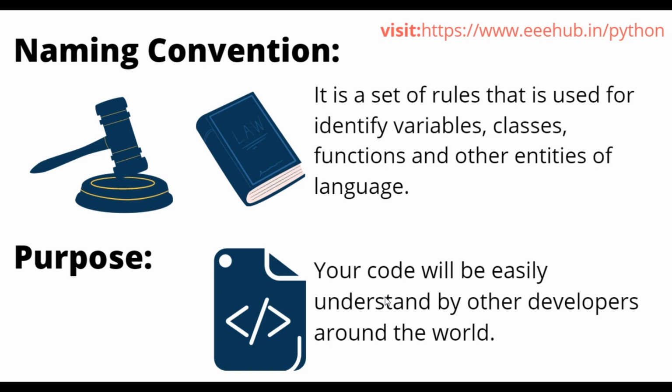So what is the purpose of this naming convention? This naming convention will help other developers to understand your code easily. If you are following the same naming convention rules for different variables, classes, and functions, then other developers can easily understand your code. So that is the main purpose. If you follow the naming convention, your code will be simple and easy, and other developers can use your code very easily, and they will prefer your code.